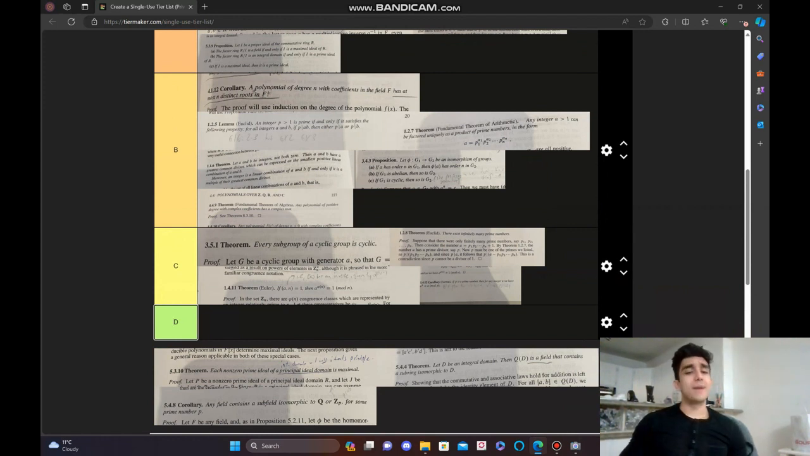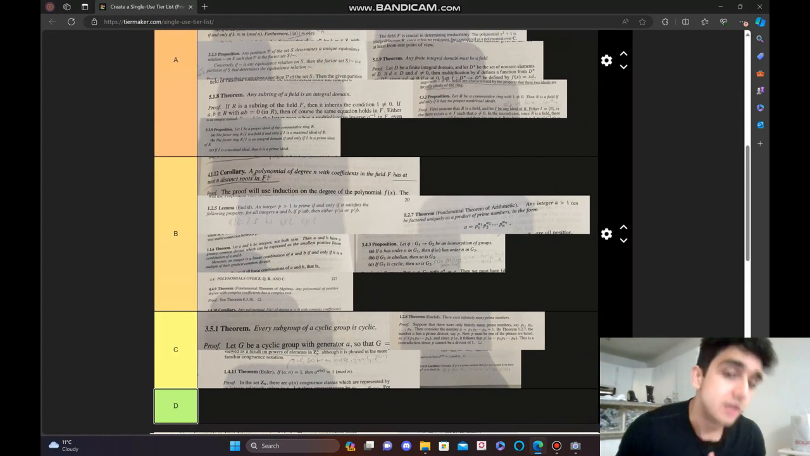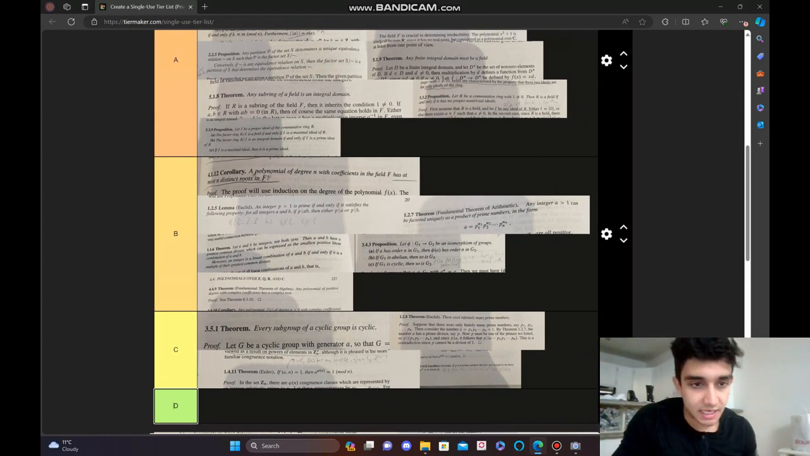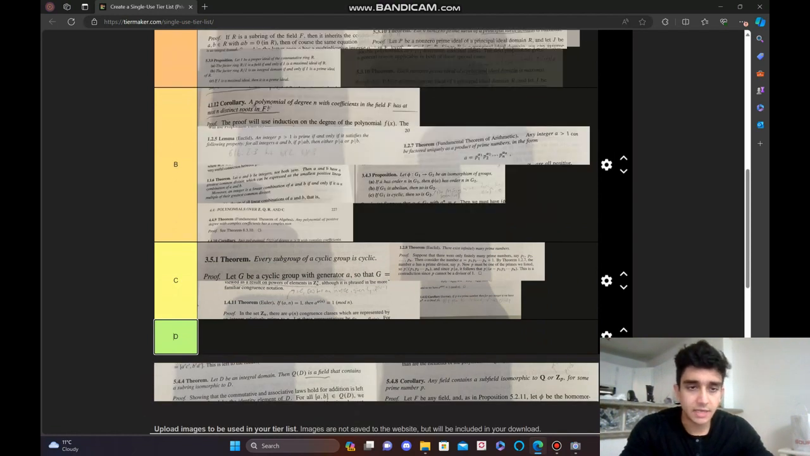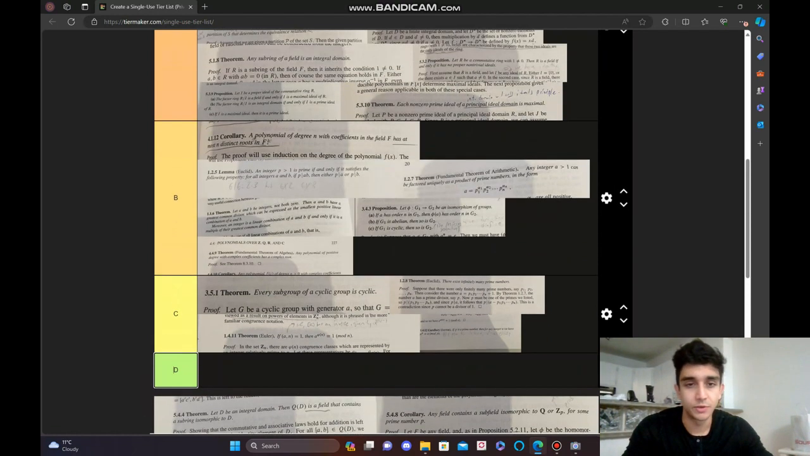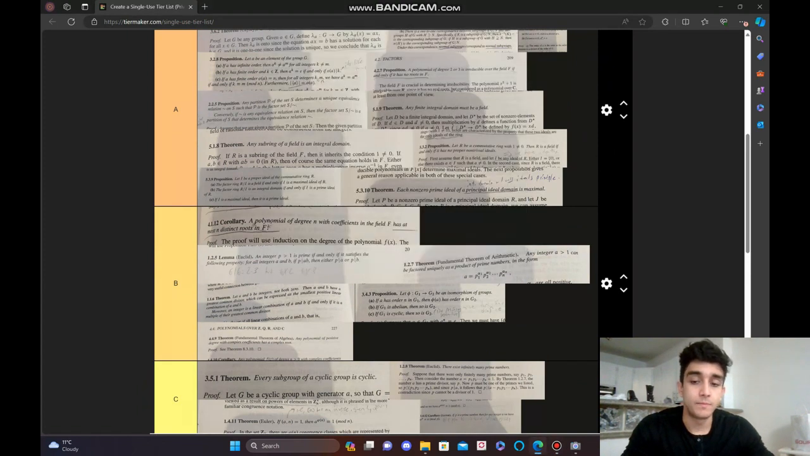Each non-zero prime ideal of a principal ideal domain is maximal. Okay, prime ideals are maximal in principal ideal domains. So the last theorem stated that maximal ideals are prime. And now this is saying that prime ideals are maximal if you're in a principal ideal domain. So that's a nice result. Since I'm less familiar with ring theory, I don't totally know all the areas and where this result is used.